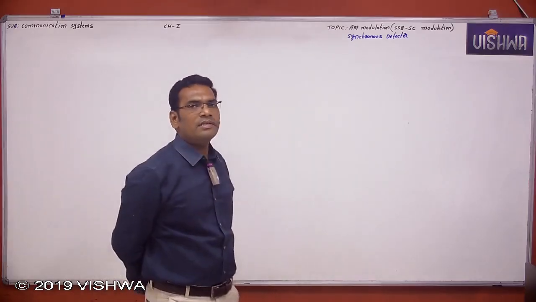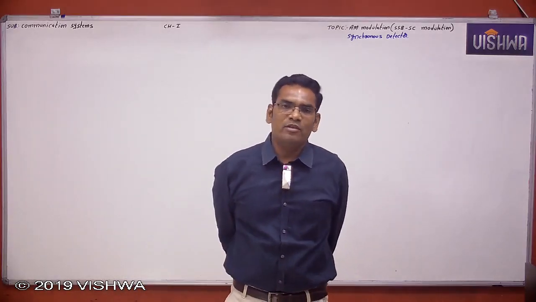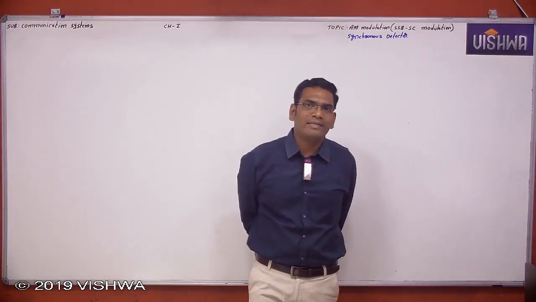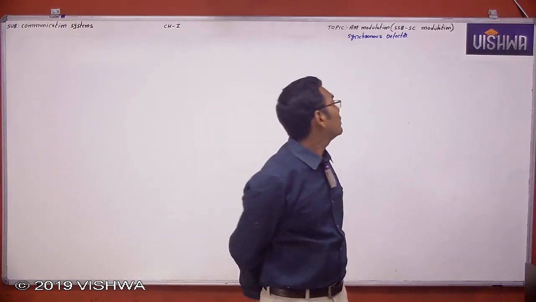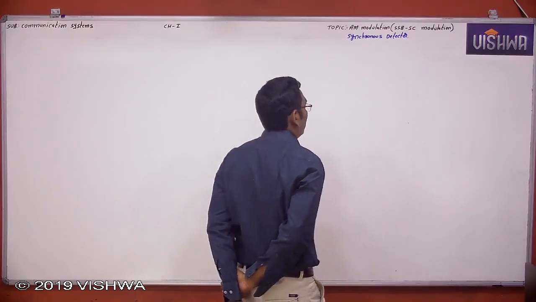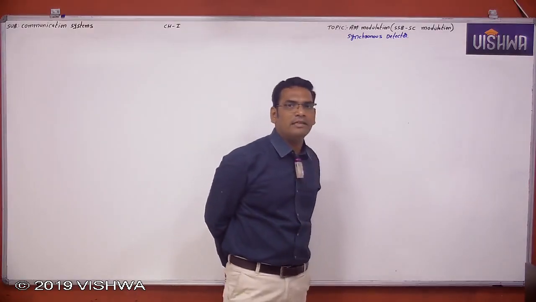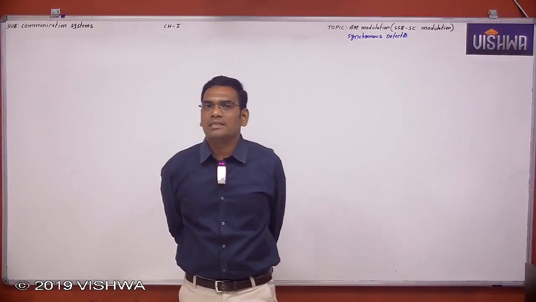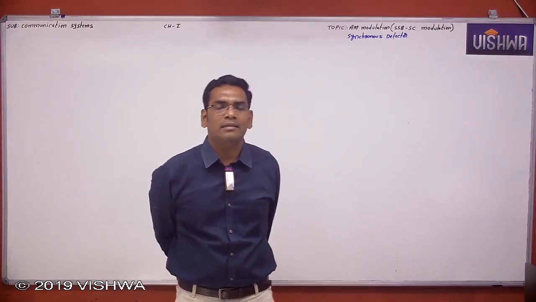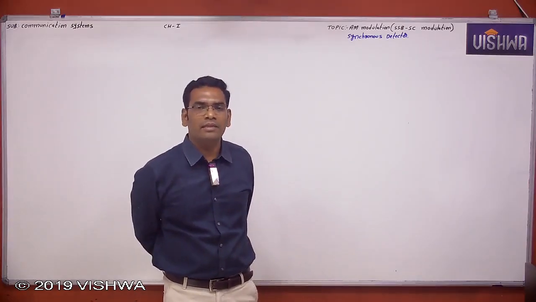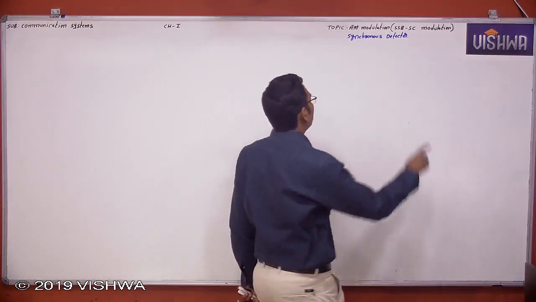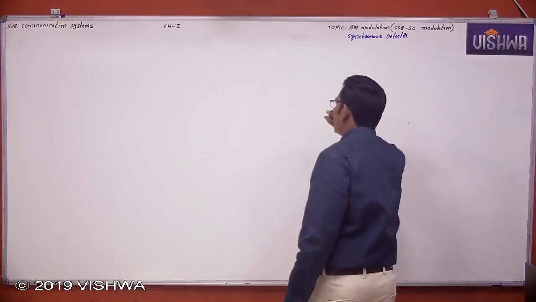Okay, now we see the modulators of SSB-SC, which are the frequency discrimination method and the phase discrimination method. Now we go for demodulators of SSB-SC. Obviously there is no other option. All suppressed carrier modulation techniques, all suppressed carrier signals will be demodulated only with the help of one demodulator. That demodulator is nothing but the synchronous detector.